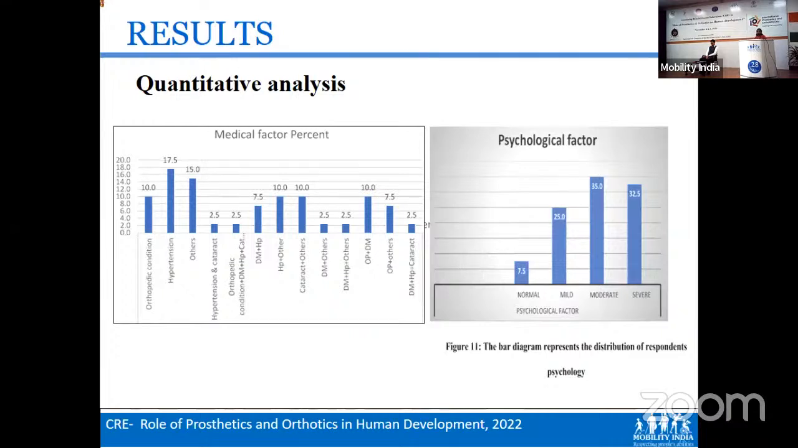Due to the aging of the adults, they were becoming depressed. So here I also calculated the psychological factor. Here you can see the moderate level of depression is around 35 percent and severe depression is 32.5 percent of my total samples.